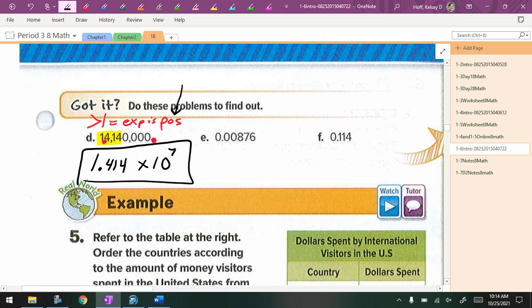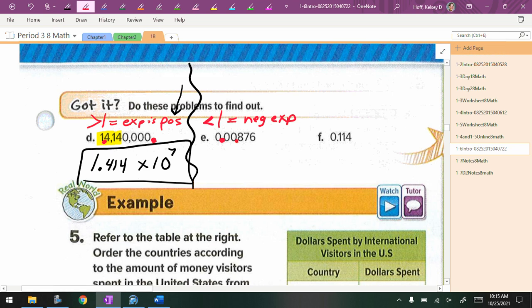So let's repeat the process. Look at E. First question you ask yourself. What's the first question you ask yourself? Is it greater than 1 or less than 1? Less than 1. So what do you know? Negative exponent. Currently, where's my decimal point? Between the two zeros. Where do I need to place it so that I only have one number in front of the decimal? In front of the 8 like this?